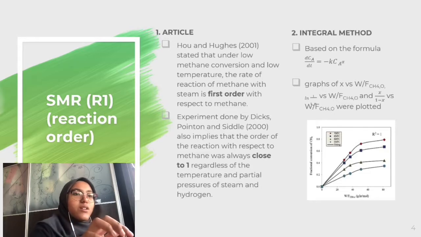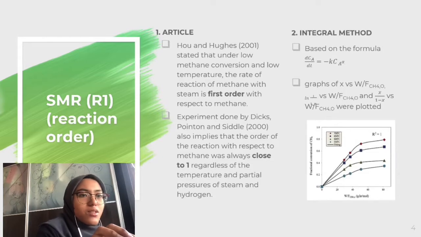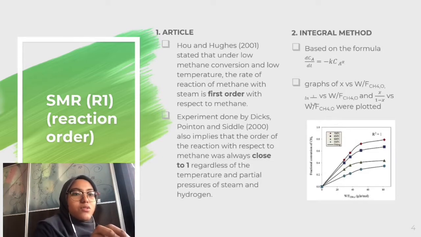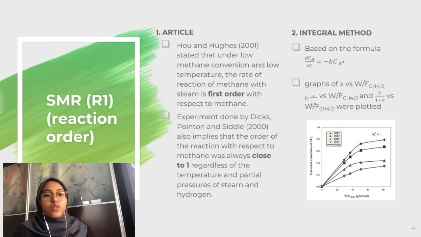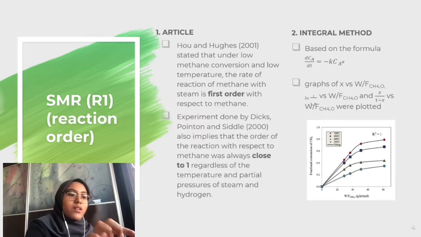From the article, the first one is from Hughes and Hughes: the rate of reaction is first order. The same goes for the second article, by Dix, Poynton and Cedar. They also state that the reaction order is always close to 1. So here we are going to prove it by calculating the reaction order using the integral method.